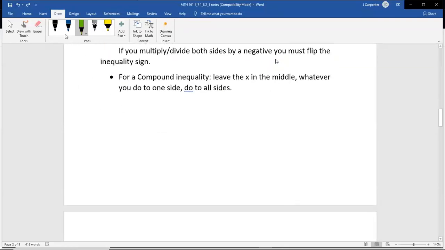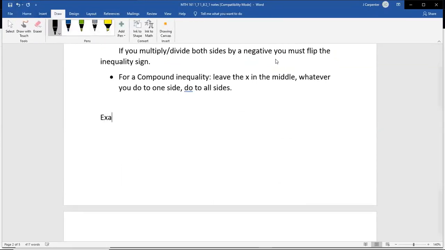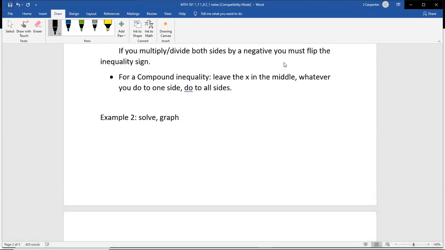Okay, so with that being said, let us get into there we go. Example 2. Solve, graph, put in Raffi. What was that, the singer from like the 90s or the 2000s, Raffi?